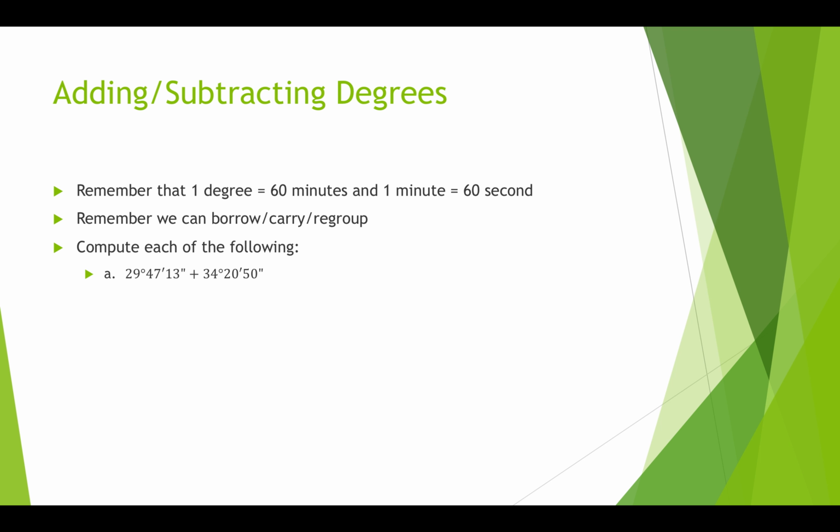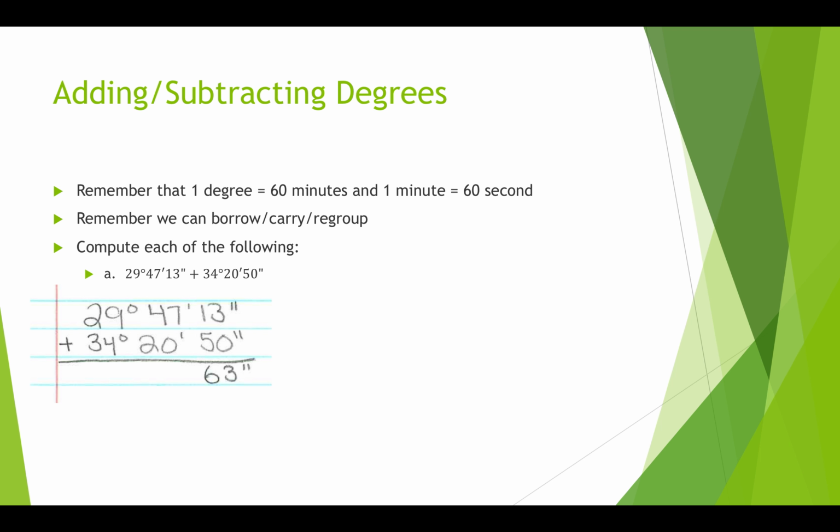We also can add and subtract degrees. So I can add angles together or subtract them. And this goes back to the idea of our different bases we saw in Math 201. This time our bases are going to be off of 60 because there's 60 seconds in a minute and 60 minutes in a degree. Remember, we can borrow, carry, and regroup when we're doing this. So here's our problem. 29 degrees, 47 minutes, and 13 seconds, plus 34 degrees, 20 minutes, and 50 seconds.